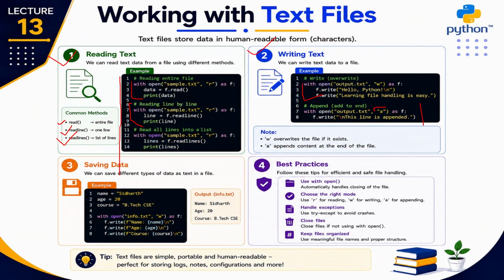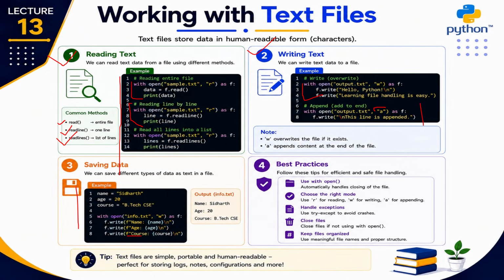For example, suppose we have a student's name, age and course. See the code here. This will create an info.txt file containing the student's information in a readable format. Notice that we use f-strings to insert the values of variables into the text. You can see here f-strings are used.